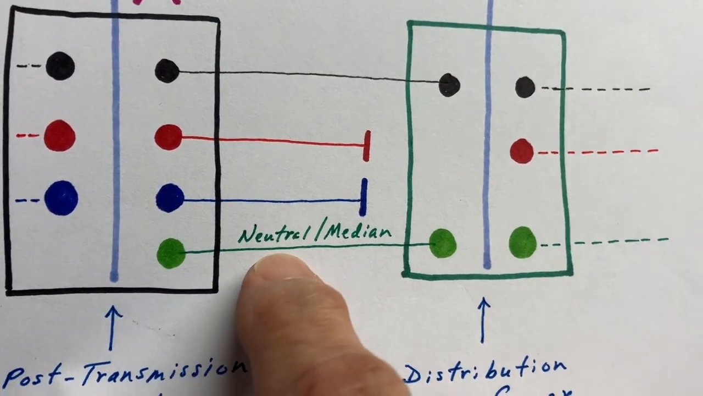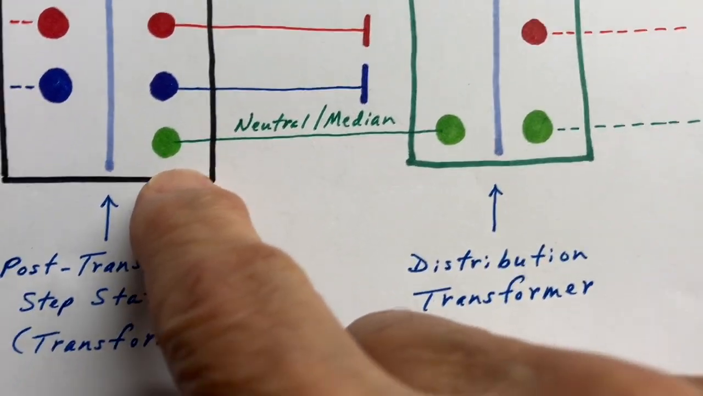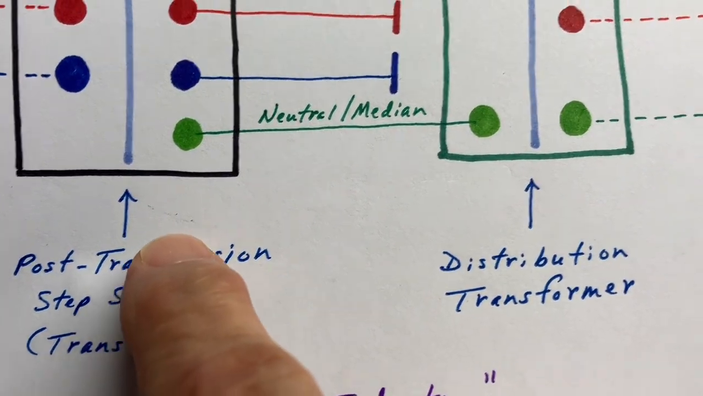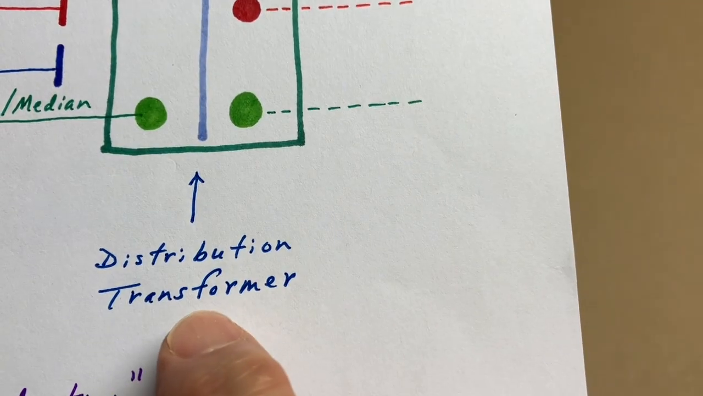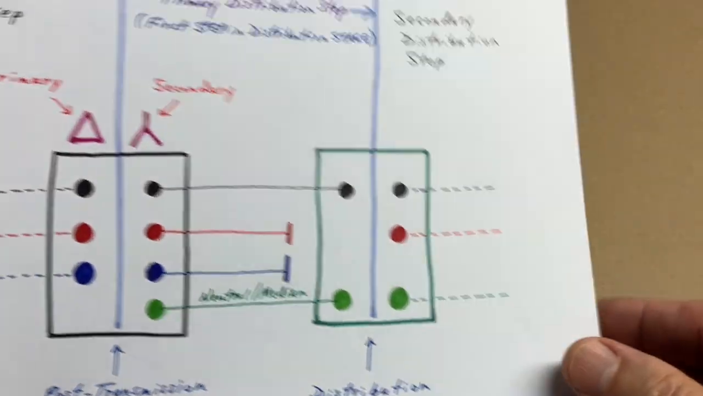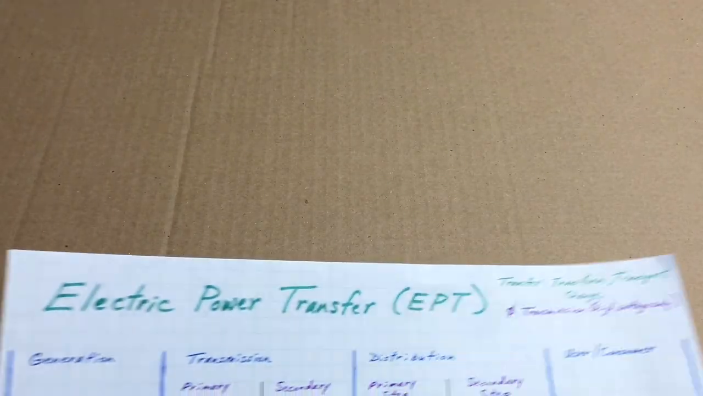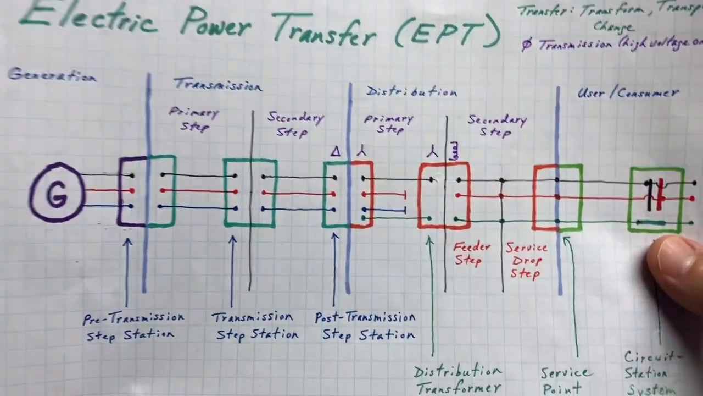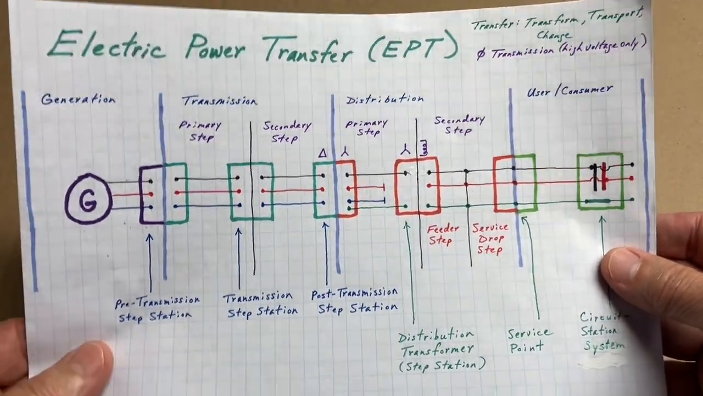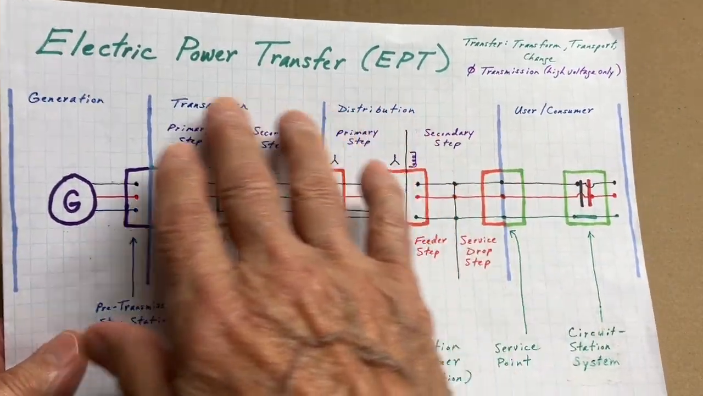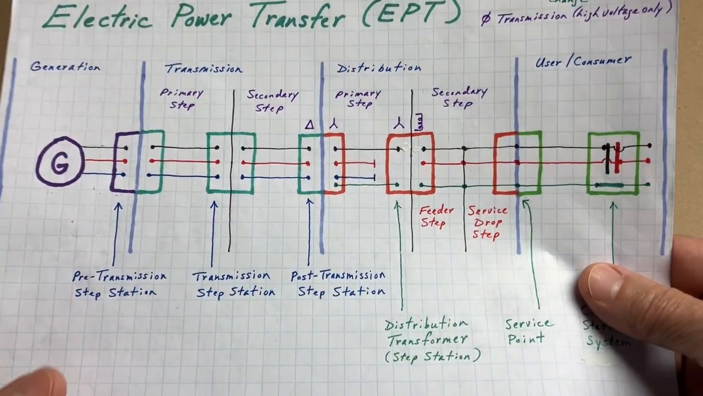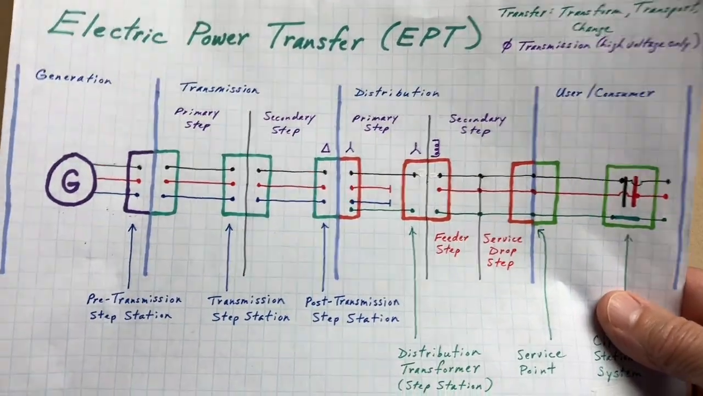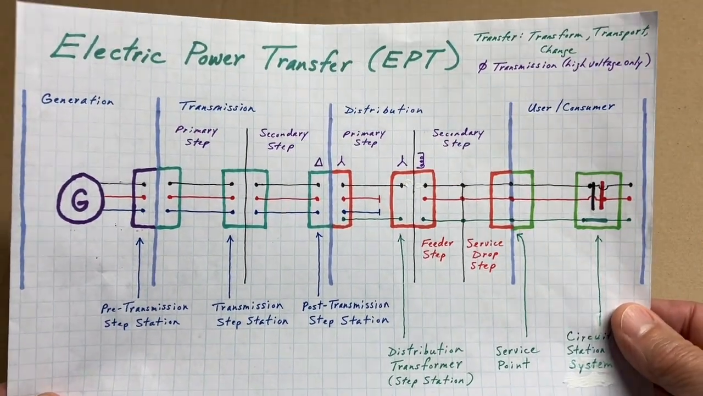You see, this version originates in this post-transmission transformer, and the one that you're familiar with ordinarily originates in the distribution transformer. So those are the two neutrals, and they fall within your electric power transfer system. That's what I call it. And I'll make a video on this very soon and explain how I cleaned up the whole system, fixed all the names, changed some of them, and made it very easy to understand and easy to learn.